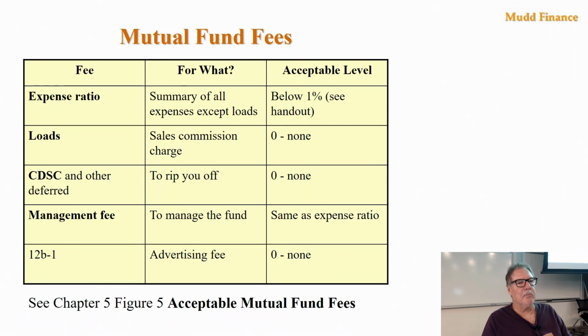So the acceptable level for you is for the expense ratio, it must be below 1%, and it should be very much below 1%, typically below 1/2 of 1%, or even below 4/10 of 1%, and possibly below 1/4 of 1%, and even as low as 1/10 of 1%, which is where you find the Vanguard funds.